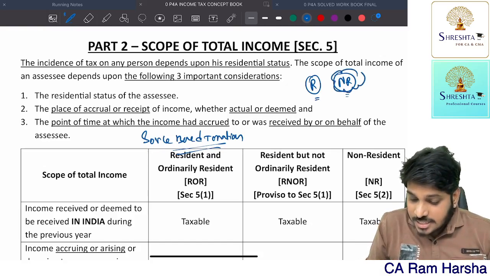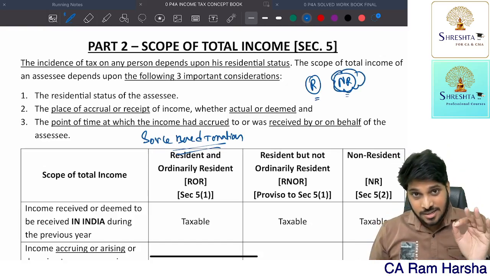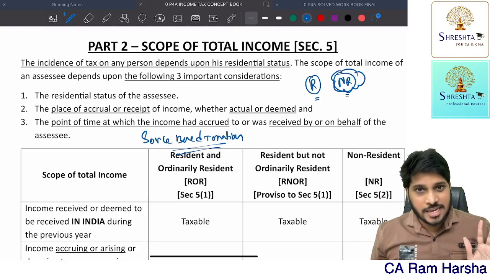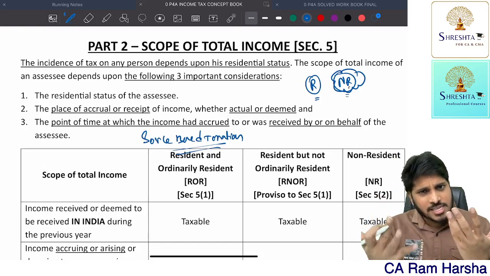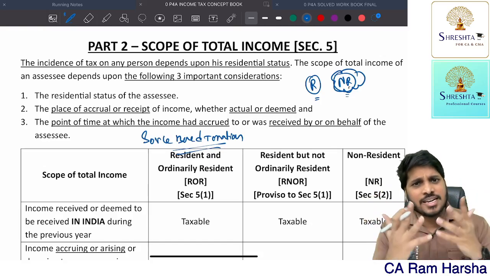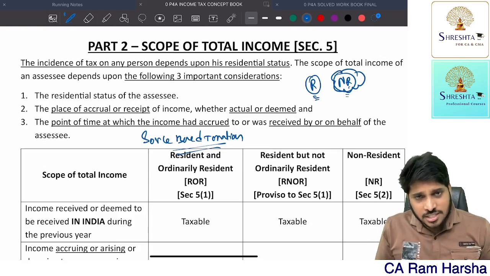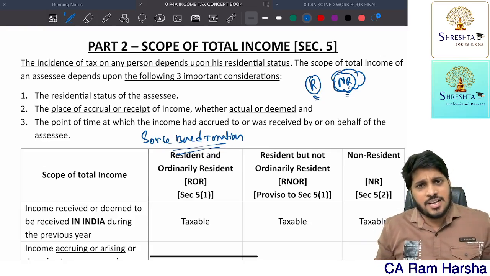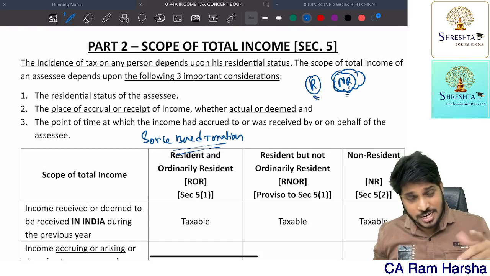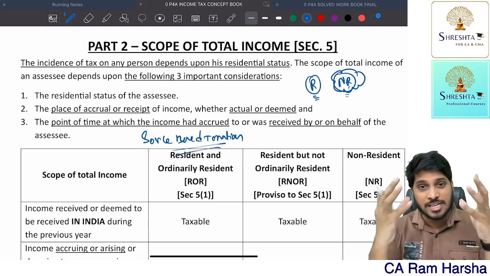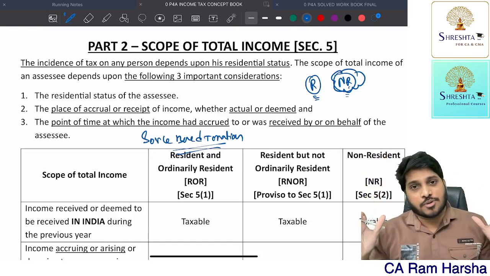When non-residents have to pay tax to the Indian government, getting it? Non-resident means what? He is not residing in India. He is a non-resident. Resident means what? He is residing in India. Simple logic. Resident means he is residing in India. That's it. Able to understand? Don't conclude. I'm just giving you a basic, simple idea, making you understand why we are learning this chapter.